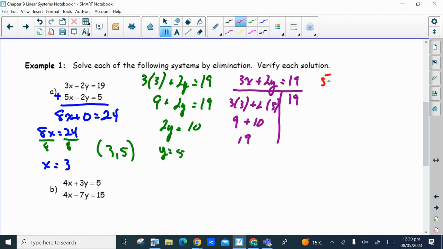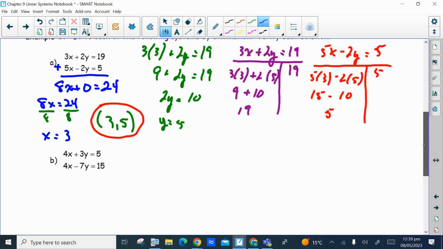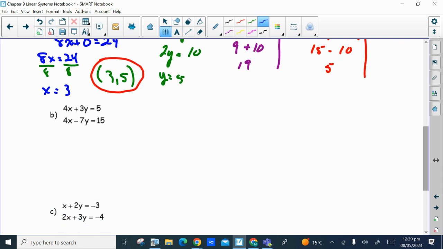But we also need to make sure it checks for the second equation as well. Remember, the point of intersection is a point that lies on both lines, and it's a point that satisfies both equations. So you need to check it for both equations. 5 times 3 is 15, take away 2 times 5 is 10, and 15 take away 10 is also 5. So it checks. We have just shown that this is the correct answer. It is the point that satisfies both equations, so it would be the point of intersection.